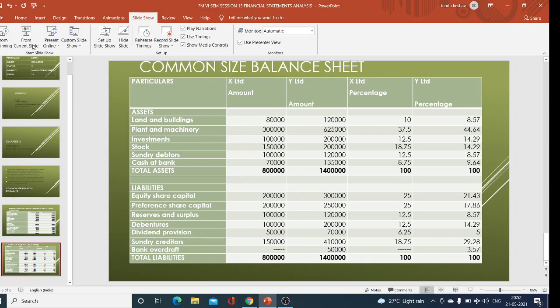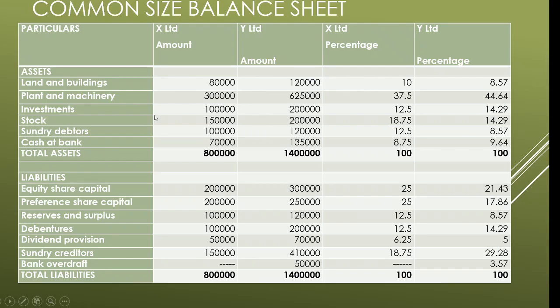The next one is preference share capital, that is 2,50,000 divided by 14 lakhs into 100, 17.86. Next one is reserves and surplus 1,20,000 divided by 14 lakhs into 100, 8.57. Debentures 2 lakh divided by 14 lakhs into 100, 14.29%. Dividend provision 70,000 divided by 14 lakhs into 100, 5. And sundry creditors 4,10,000 divided by 14 lakhs into 100, 29.28%. Bank overdraft 50,000 divided by 14 lakhs into 100, 3.57.